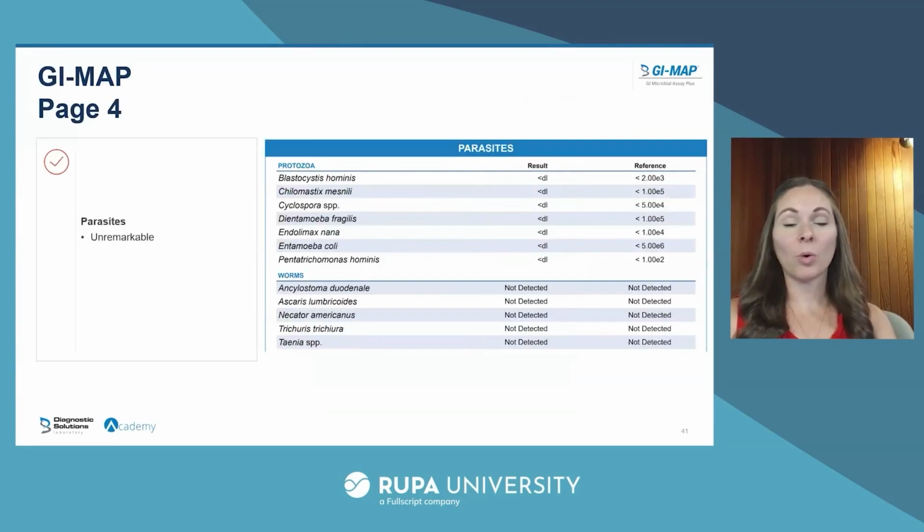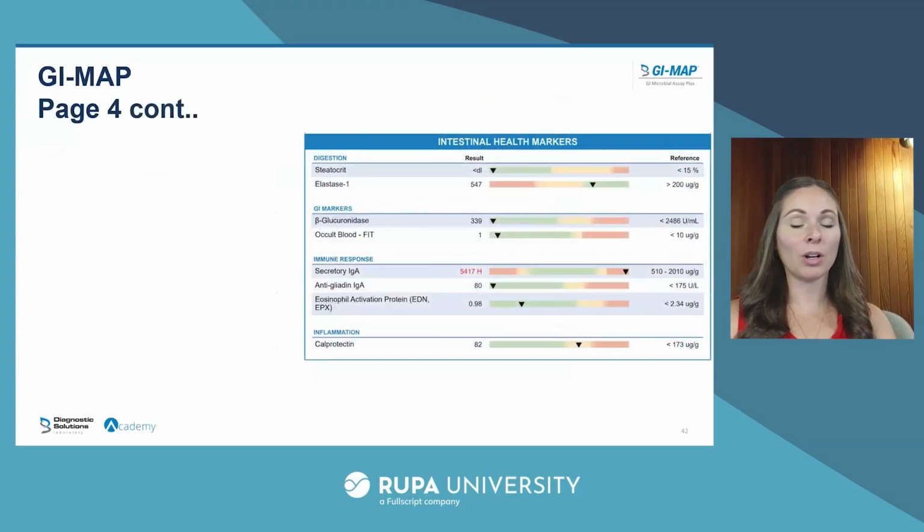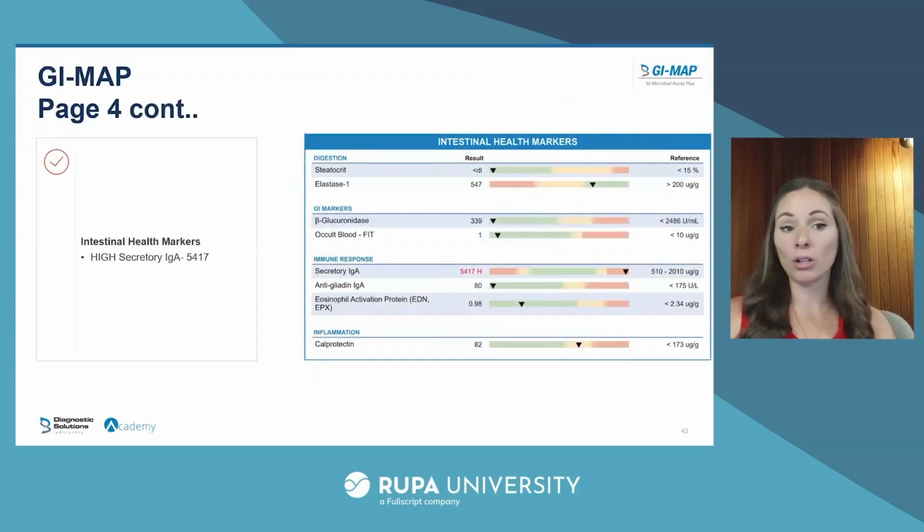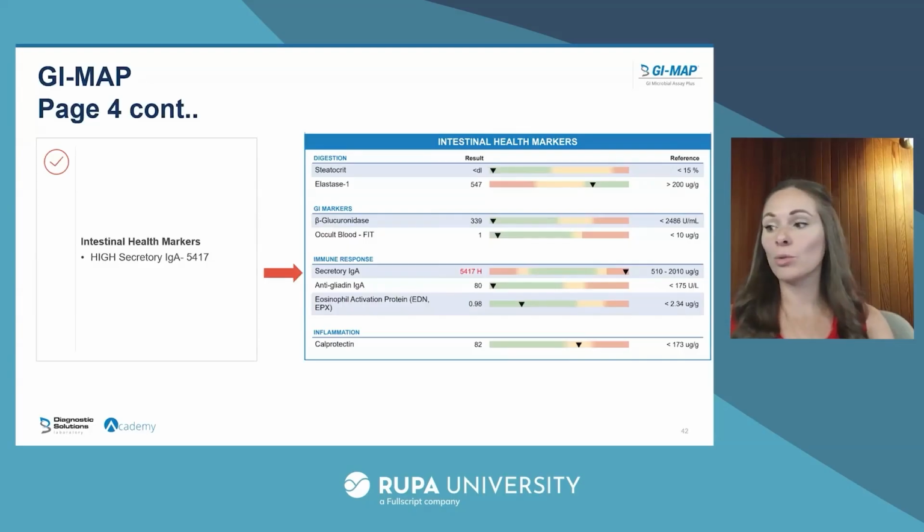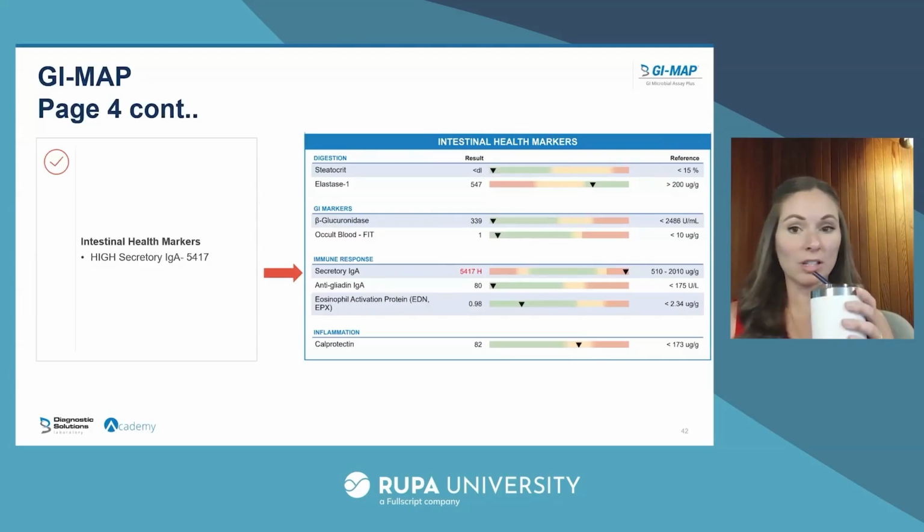No parasites or worms, and then our intestinal health markers all look pretty good. We just have this high secretory IgA. So this is likely in response to the immune system in the gut trying to mount a response against that Candida, but can also be reflective of barrier dysfunction, potentially leading to food sensitivities, food reactions as well.